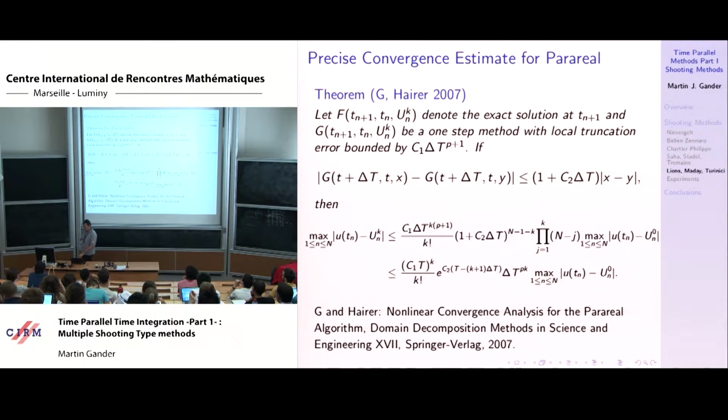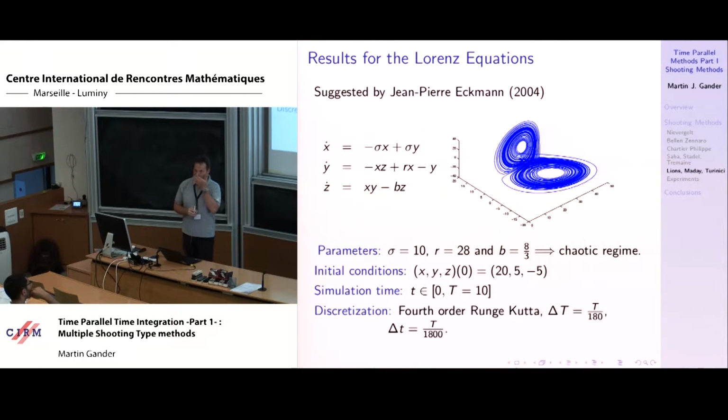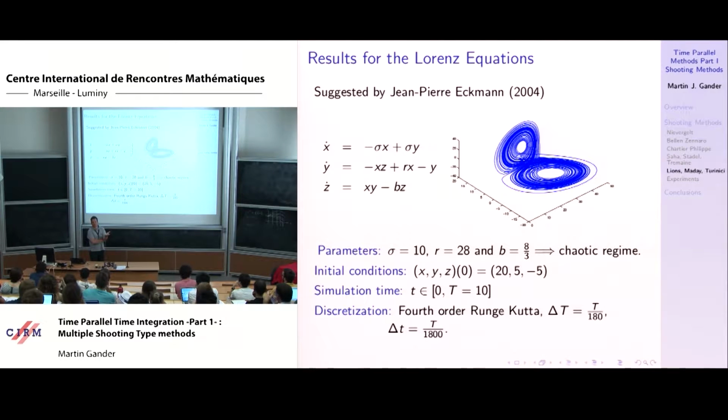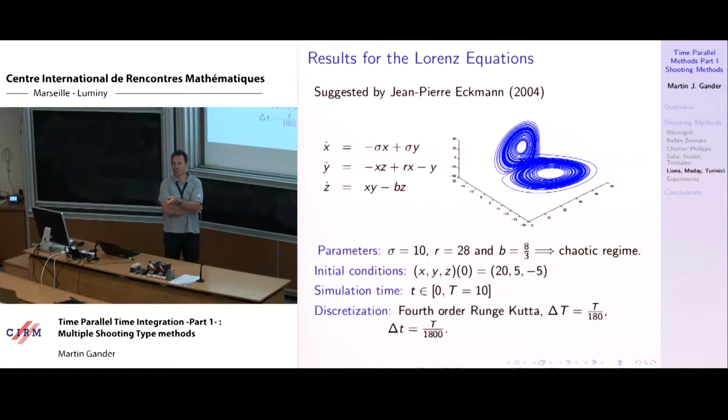Now, does this work? Here is an example that was suggested by Jean-Pierre Eckmann in 2004, who was in a seminar that I gave in Geneva at that time. And at that time, I told the audience, this is to calculate problems in real time. For example, weather prediction. Because if your weather prediction is only finished calculating tomorrow, it's not a prediction anymore. And then Jean-Pierre Eckmann said, but you don't have any example.